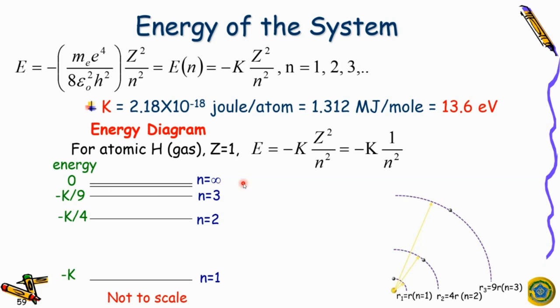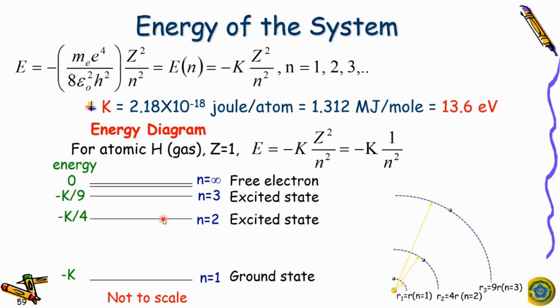But it's quantized. The number is quantized. Okay, so we call this the ground state. If the electron is here, we call this the ground state electron. If the electron is here, it is in an excited state, right? Because it's getting excited. You imagine the temperature getting hotter and hotter, and it becomes more and more unstable. That is the excited state. And if the energy reaches zero, that means n is equal to infinity. We call this a free electron. No problem, right? Okay.